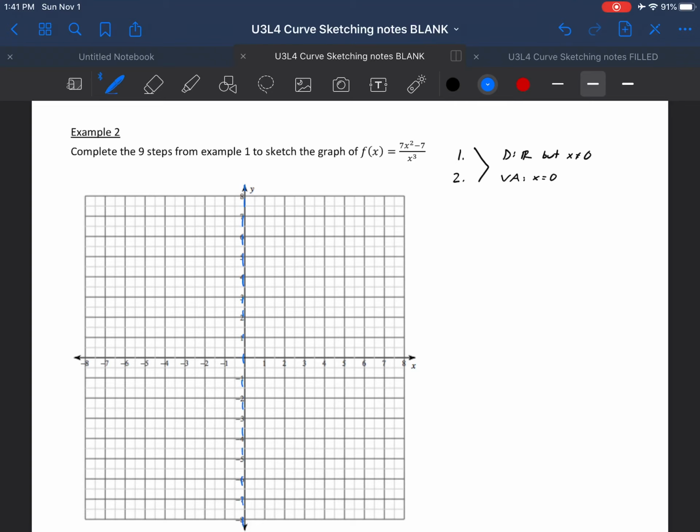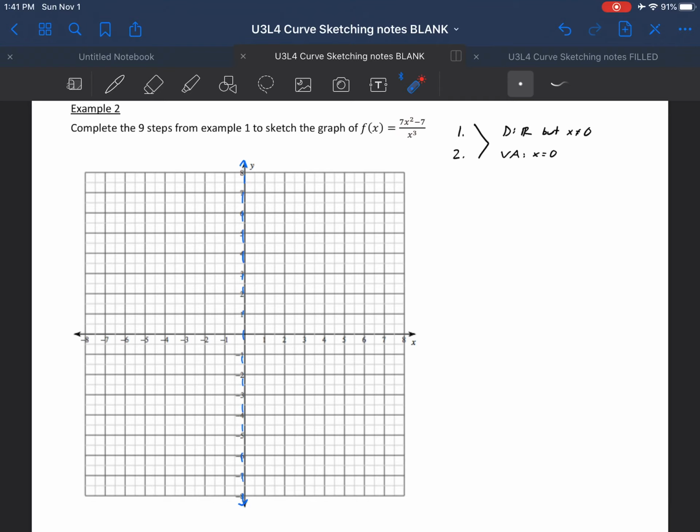And if we think about our other properties of rational functions, we've got a higher degree term in the bottom than the top. That is telling me that we've got a horizontal asymptote also at y equals 0. Again, that doesn't necessarily mean that this asymptote doesn't get crossed. It might, but it guides our end behavior. So I think that's it for steps 1 and 2.